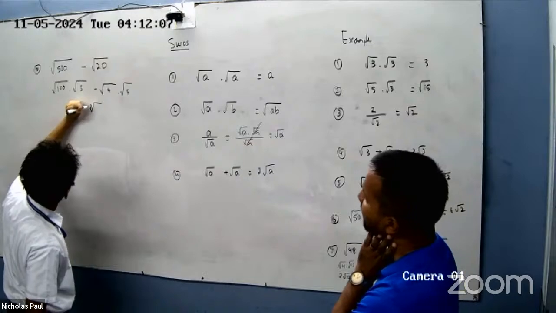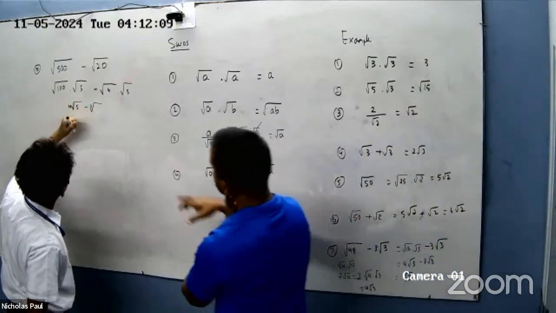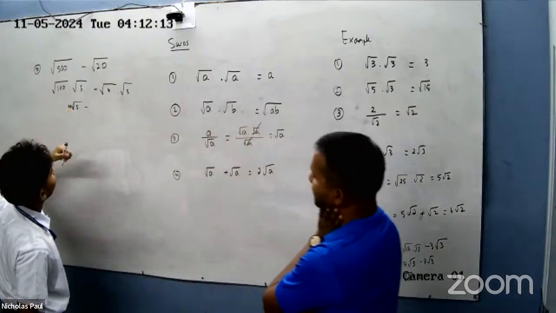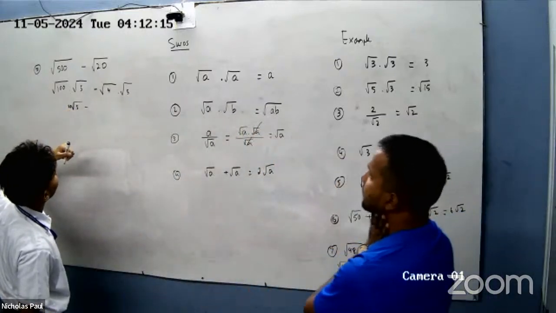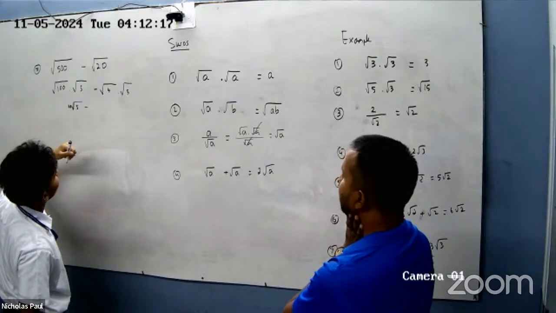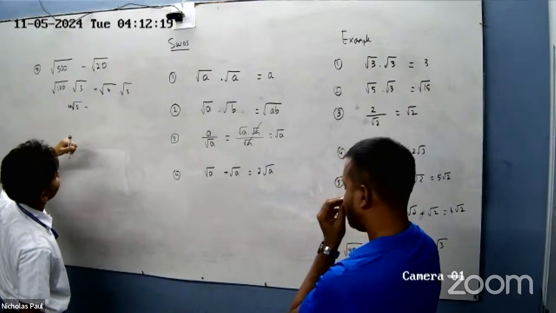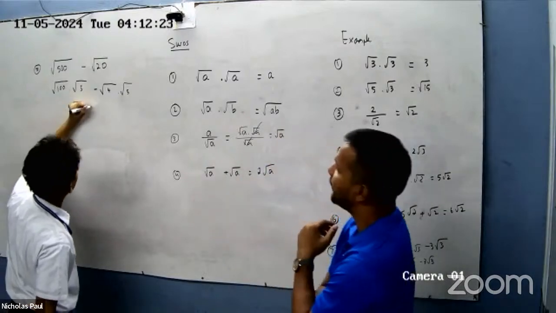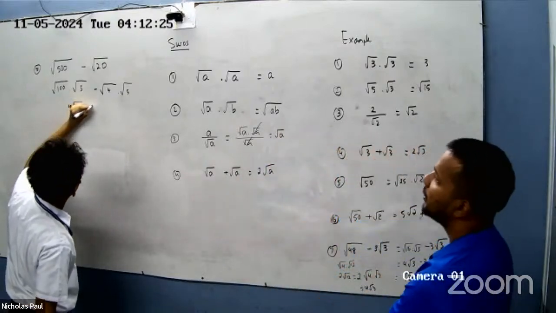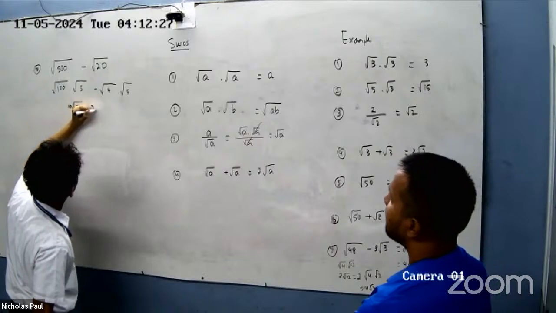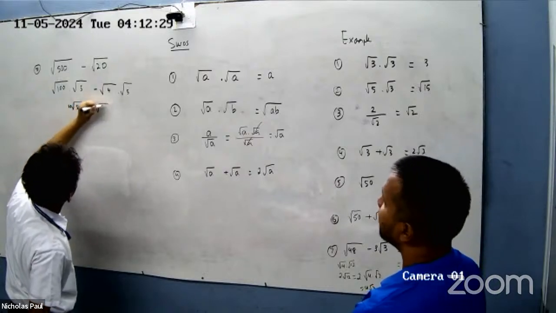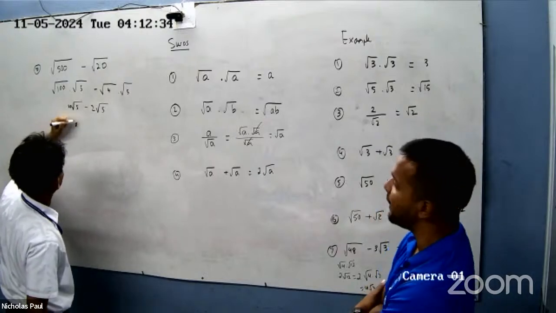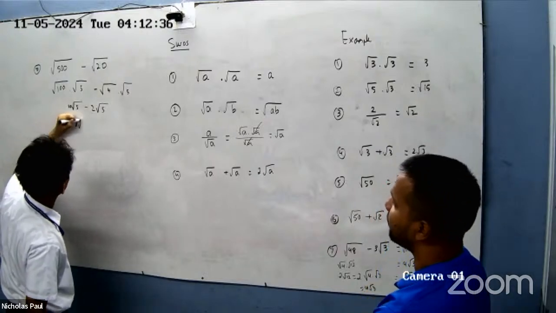So break down the 4. 4 is how much? Root 4 is how much? What is the square root of 4? Oh, 2 root 5, right? Good job, Serena. So you got 10 root 5 minus 2 root 5, which is 8 root 5.